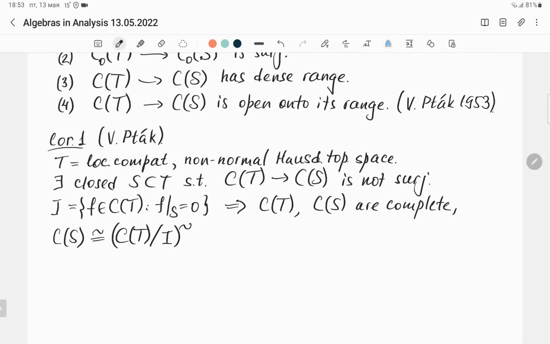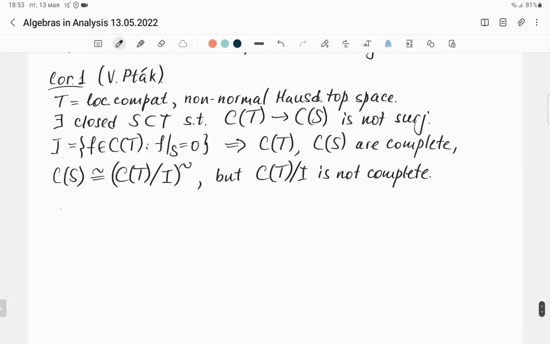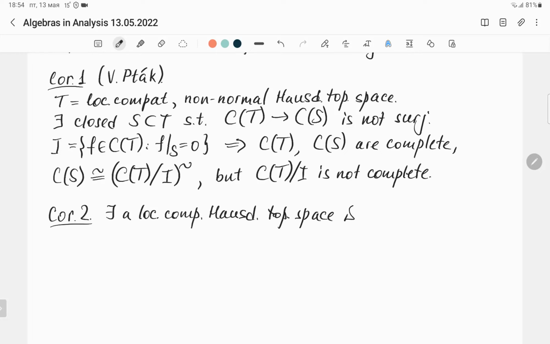But at the same time, the quotient itself is not complete. It is not complete because if it were complete, then the restriction map would be surjective. But it is not surjective. Okay. And now we can use this example to construct the following objects. I claim that there exists a locally compact Hausdorff topological space omega and a topological module over the algebra C0 of omega, which is not vectorially flat.